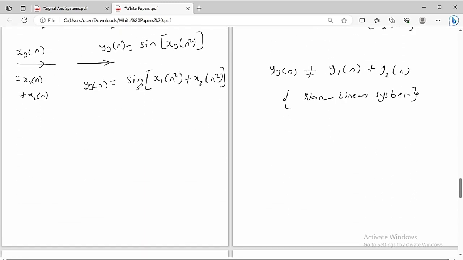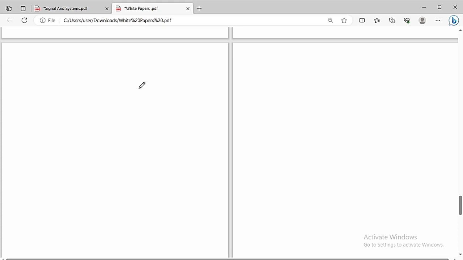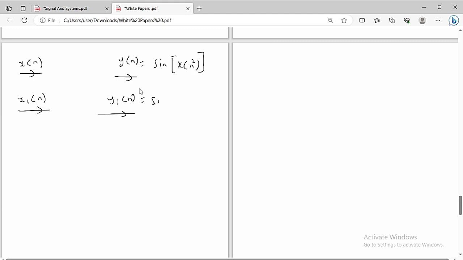Now let's check the time varying property. Time varying property is what we are going to check. So for this, what is the input? The input is x of n. What is the output that we have got? y of n is equal to sine of x of n square. Suppose if the input is x1 of n, then what is the output we are going to get? y1 of n is equal to sine of x1 of n square.